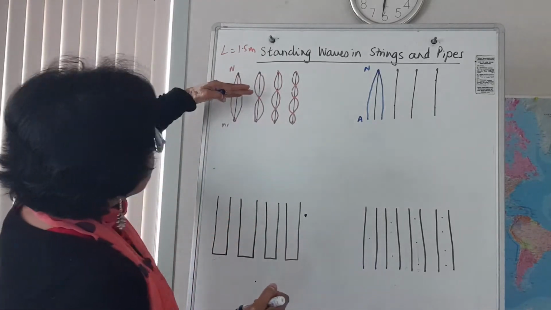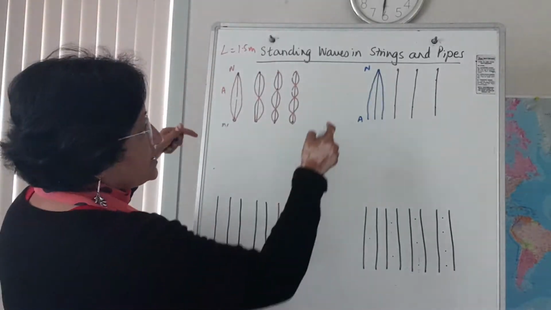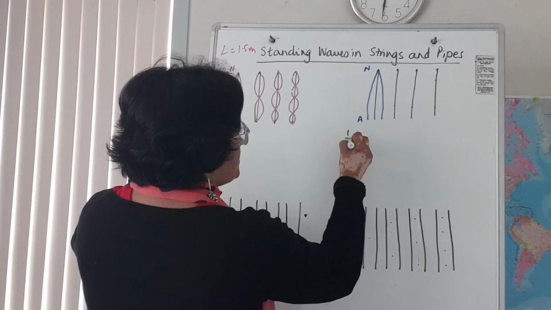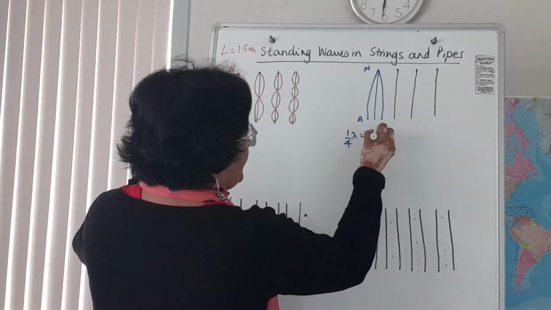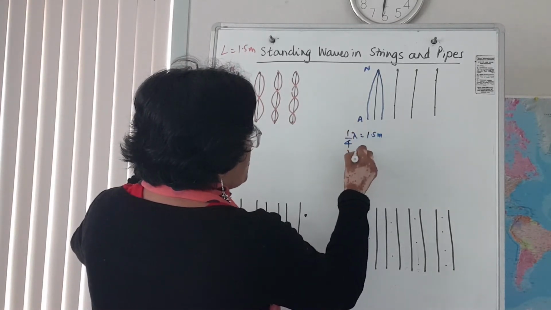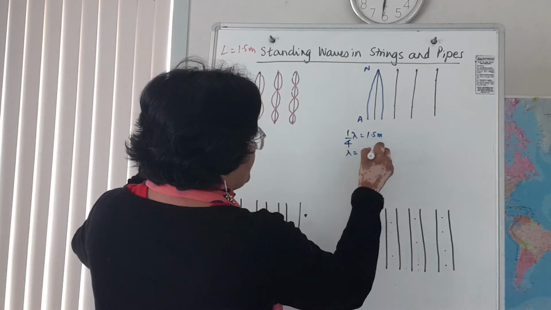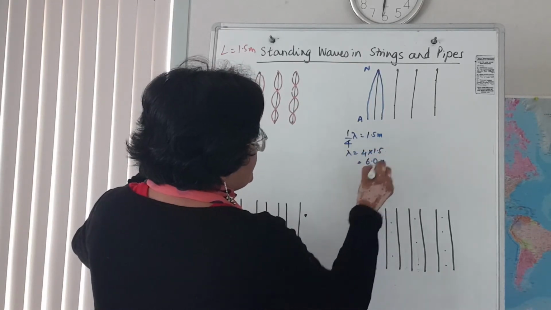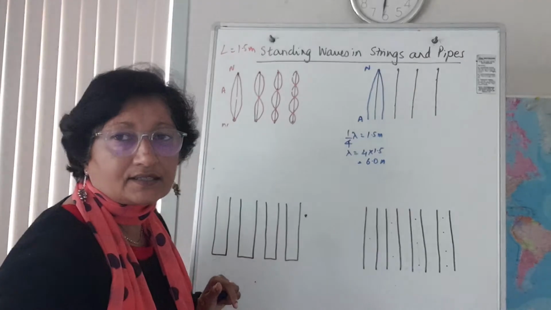So this is only kind of half of this, which is only quarter a wavelength. Okay, so quarter a wavelength is 1.5 meters. So a whole wavelength is 4 times 1.5, which is 6 meters. So that's the wavelength of this.